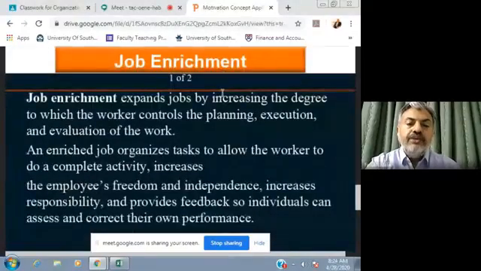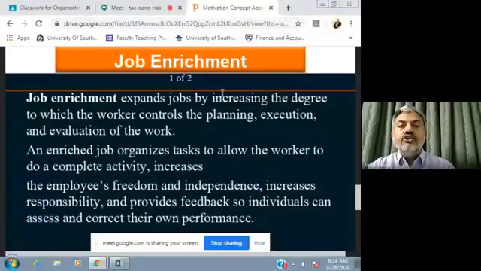Job enrichment. How do you enrich the job of a person?